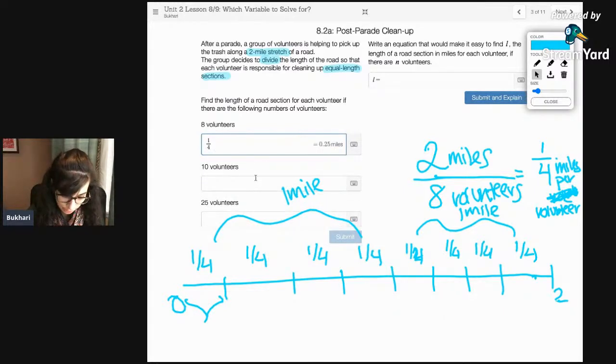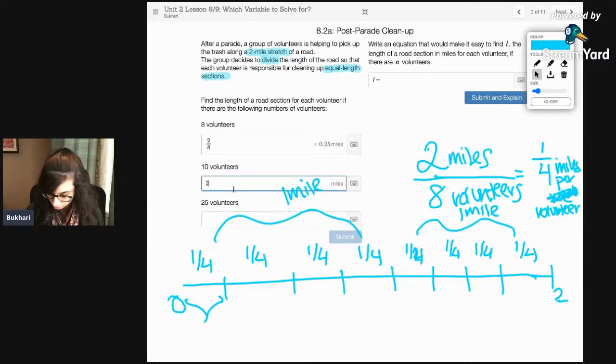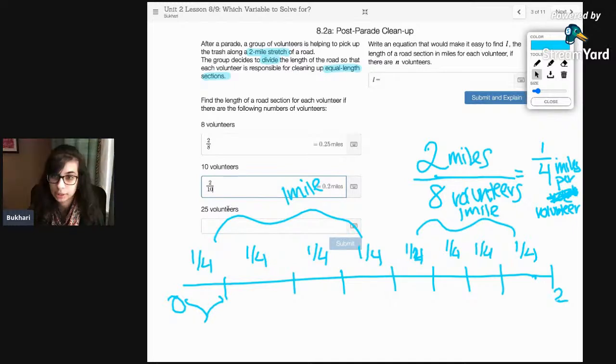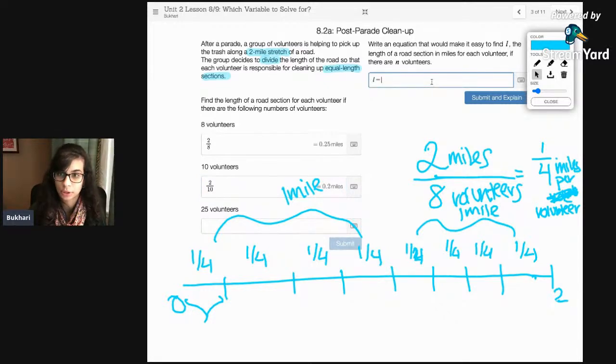And if I wanted 10 volunteers, or I can even leave this as 2 miles over 8, if that's easier for you to see. If I have 10 volunteers, I have 2 miles over 10, because we have 10 volunteers now, dividing that section up into 10 parts. And so the question is now, what would happen if I don't know the number of volunteers? If I have a general number of volunteers.